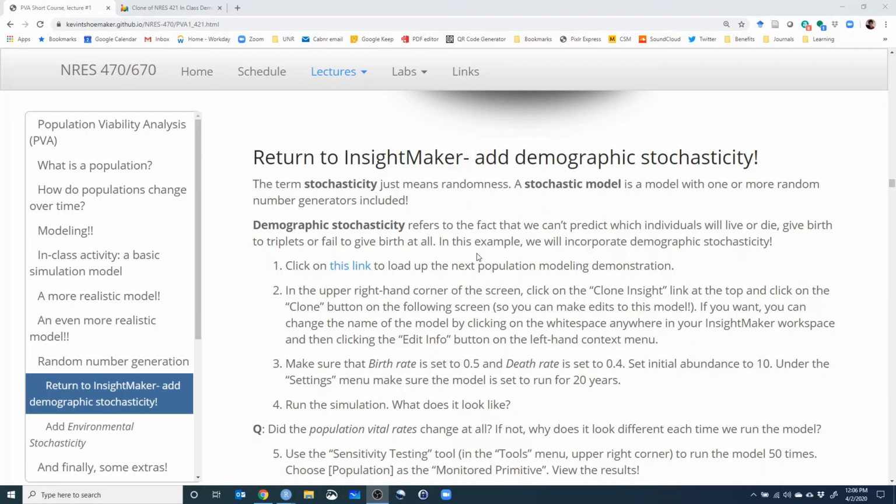Specifically, the first model we're going to play with uses a type of stochasticity we call demographic stochasticity. When we say demographic stochasticity, we're talking about the fact that we just can't predict which individuals will live or which individuals will die, which ones will give birth to triplets, or which ones will fail to give birth. This is what we call demographic stochasticity.